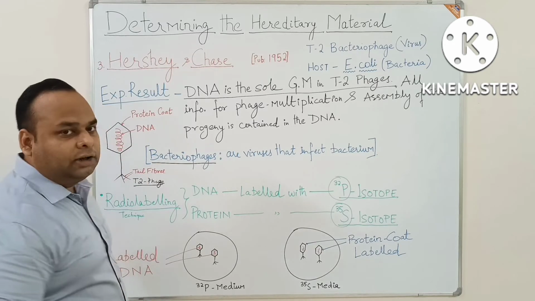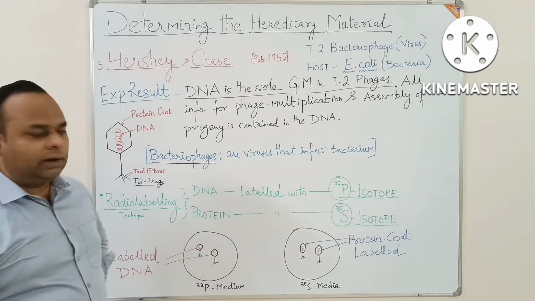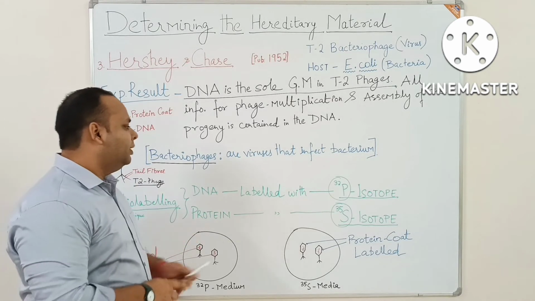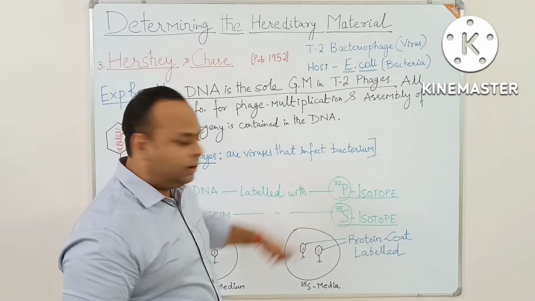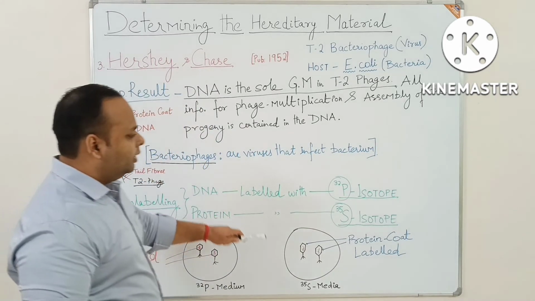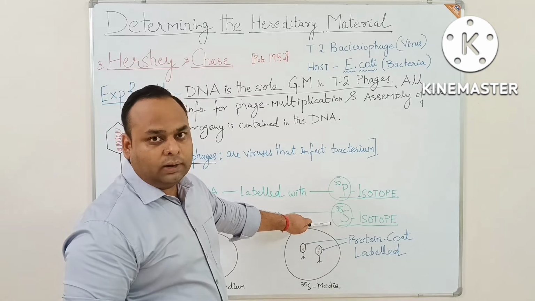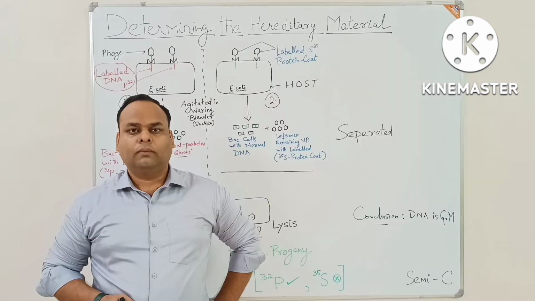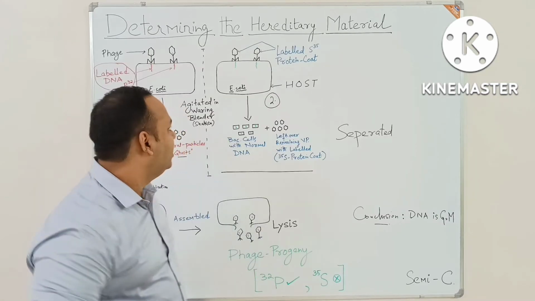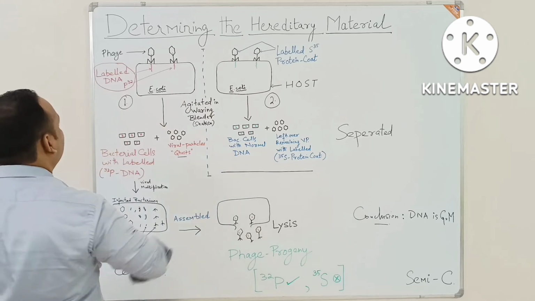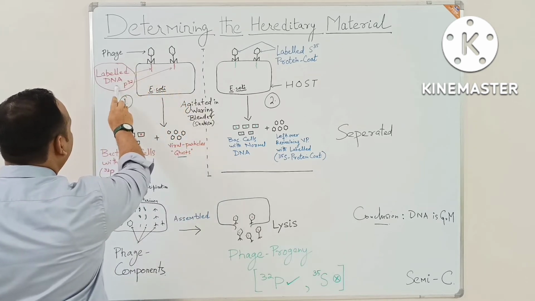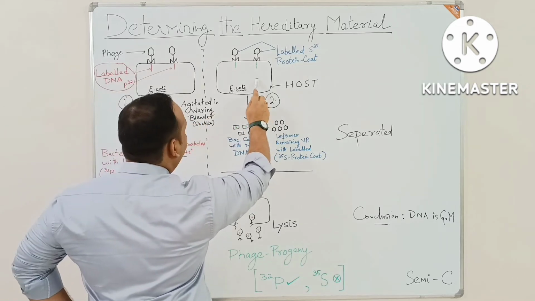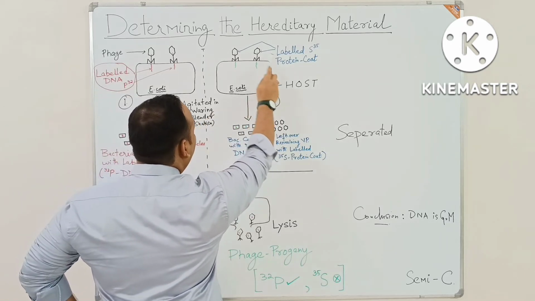In this experiment, using the technique of radiolabeling, DNA was labeled with an isotope of phosphorus, that is P32, and protein was labeled with an isotope of sulfur, S35. Two separate cases of E. coli were taken. In the first one, the bacterial cells were infected by phage having labeled DNA, and in the second one, bacteria were infected by phage having labeled protein.